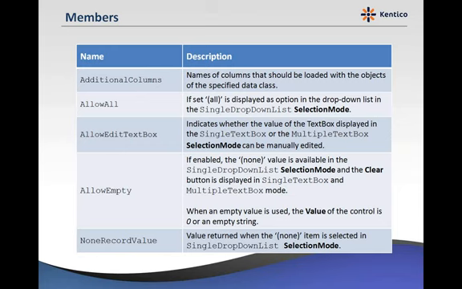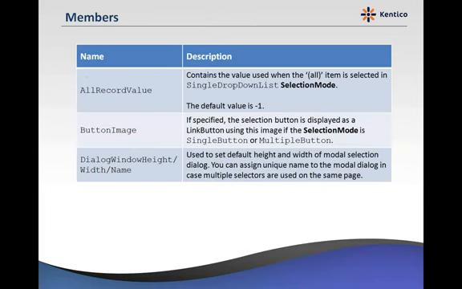Of course, those default options like empty or all need to return some value, and you can use the non-record value property to specify what will be the value returned when this default option is selected. The same with all record, so we can specify the value returned when all is selected. Button image can be used with single button or multiple button selection modes.